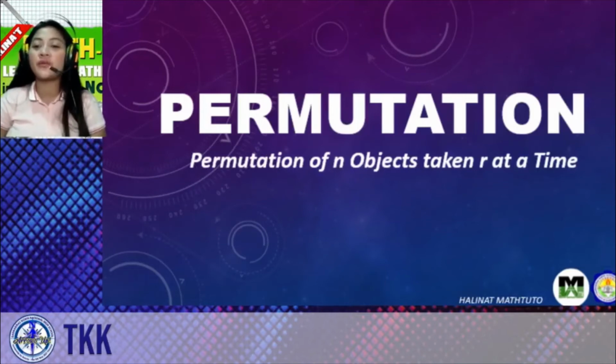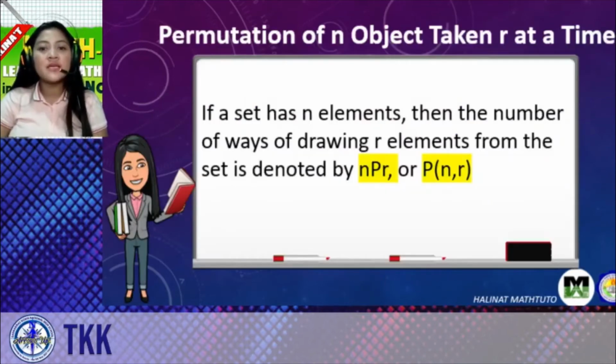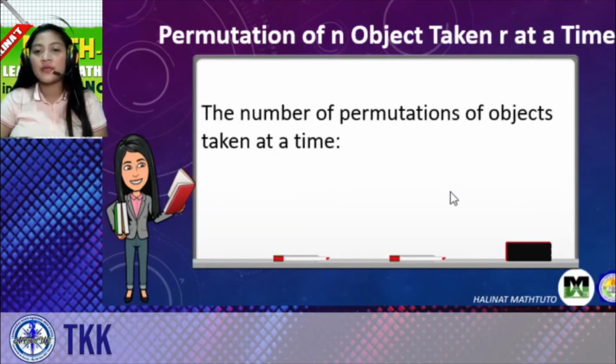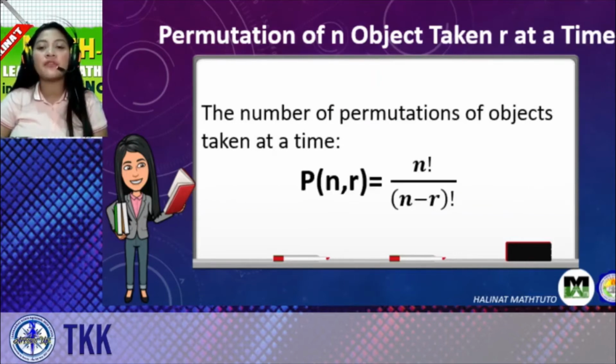Now, for the permutation of n objects taken r at a time, that is, if a set has n elements, then the number of ways of drawing r elements from the set is denoted by P(n, r), the permutation of n taken r at a time. The number of permutations of n objects taken r at a time is given by the formula: P(n, r) is equal to n factorial divided by the quantity n minus r factorial.